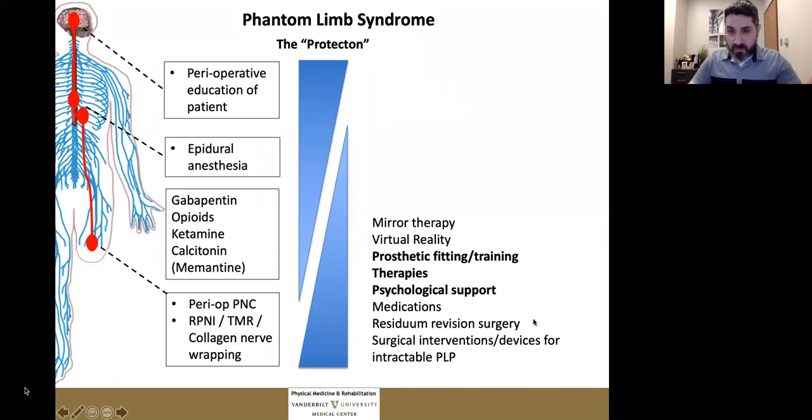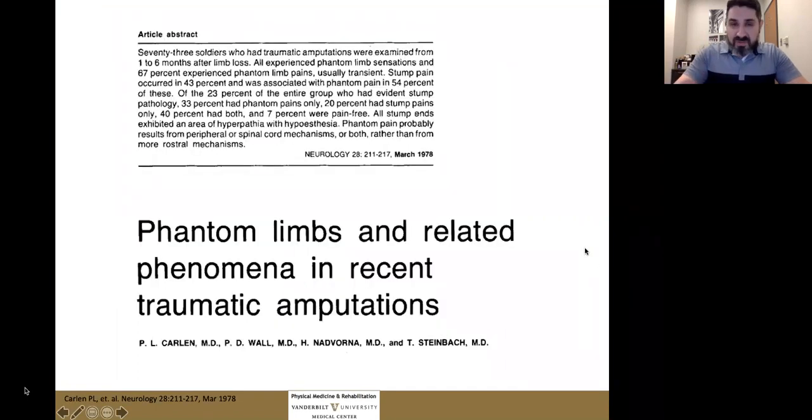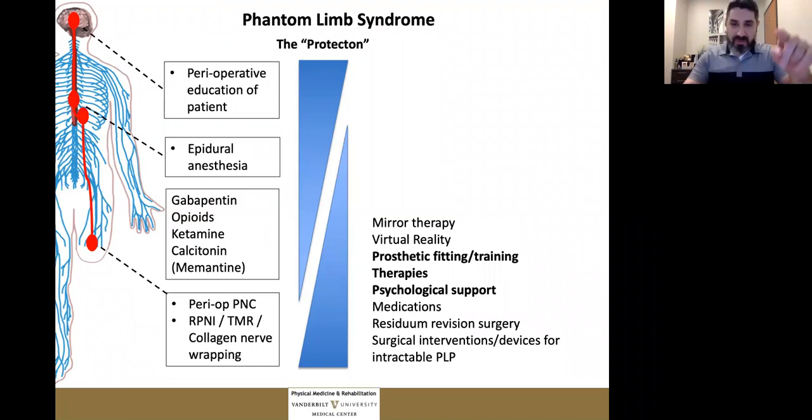So psychological support for them as needed, right? And who these patients are, right? Let's talk about it. Let's make sure we get them help, right? So medications, residual limb revision surgery, surgical interventions, devices for intractable phantom limb pain. So all of these, it's not a one and done, it's all of these and throughout, right? So that needs a lot of cooks in the kitchen, right? And they all need to be talking to each other, and they all need to be on the same page about what needs doing when, because we're doing a mismatch of these things.